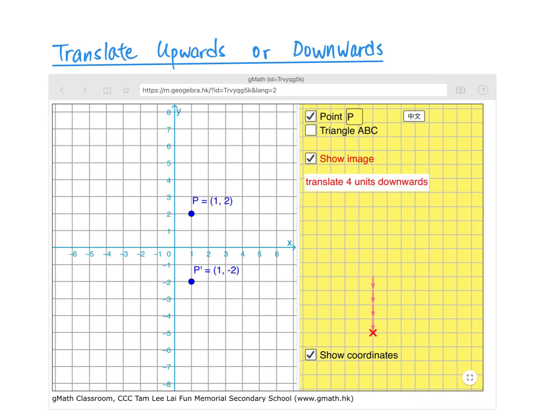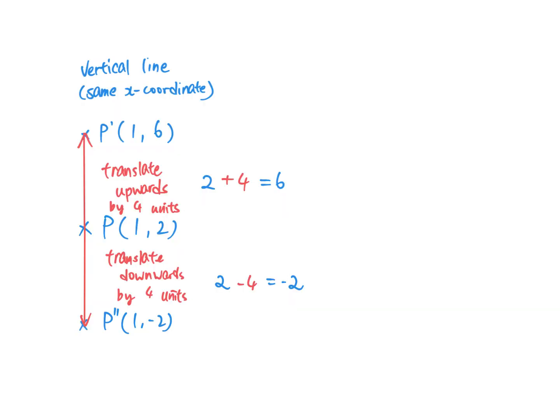And so here, when it is translated upwards by 4 units, the effect is on the y coordinate, because it is a vertical line with the same x coordinate. As you can see, the starting point is 2. Now upwards by 4 units, plus 4, it becomes 6. While when it is translated downwards by 4 units, 2 is the starting point, and then minus 4 when it goes downwards, it becomes -2.